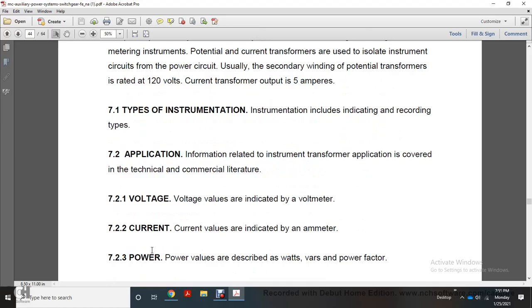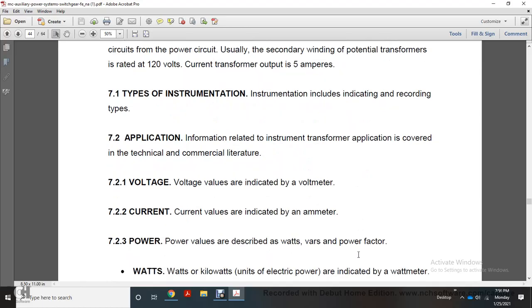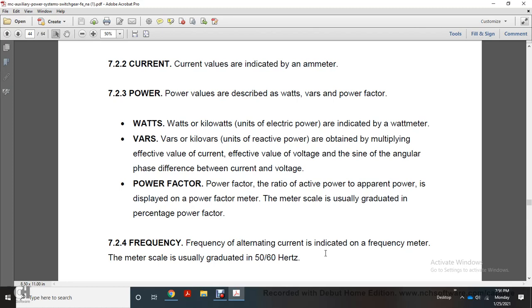Voltage values are indicated with a voltmeter. Current values are indicated by an ammeter, and power values are described in watts and vars, as well as power factor. Watts and kilowatts, units of electric power, are indicated with the wattmeter. Vars are indicated with a var meter, in vars or kilovars. Reactive power is obtained by multiplying the effective current, the effective voltage, and the sine of the phase angle between current and voltage. Power factor is the ratio of active power to apparent power, displayed with the power factor meter, with a scale usually graduated in percentage power factor.